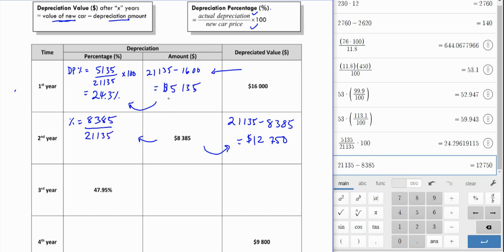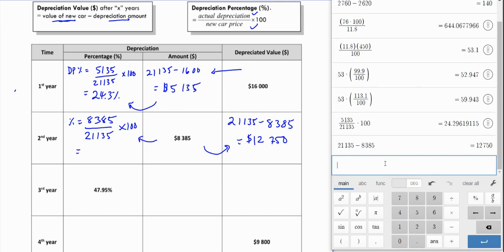So in other words, in one more year, we've lost about 3,000, maybe less, to 2,800. Okay. So it's not as much as the first year, but it is significant. It's a good chunk of money. Okay, so how much has the car depreciated as a percentage?